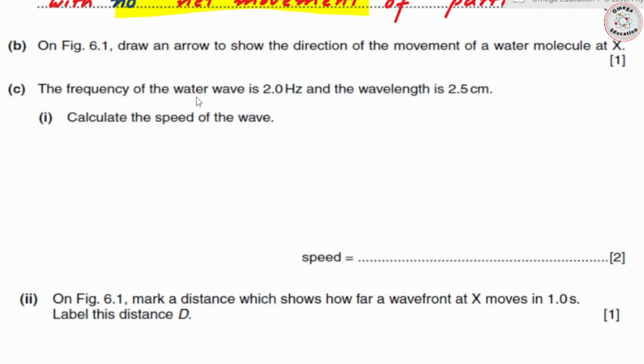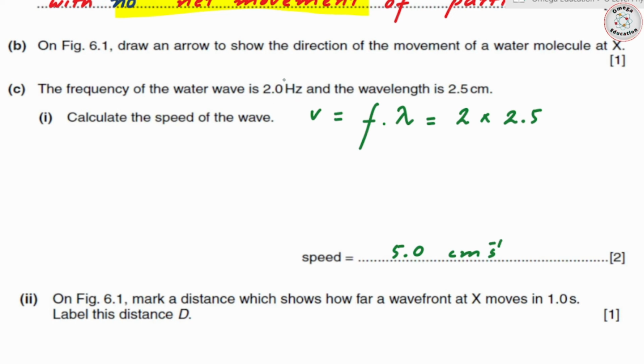The frequency of the water wave is 2 Hz and the wavelength is 2.5. Calculate the speed of the wave. Now this is kind of an easy one. All you have to do is apply the formula for speed of waves. So speed v equals frequency times wavelength. Frequency is given as 2 Hz. 2 times 2.5, and that would be 5.0 centimeter per second.